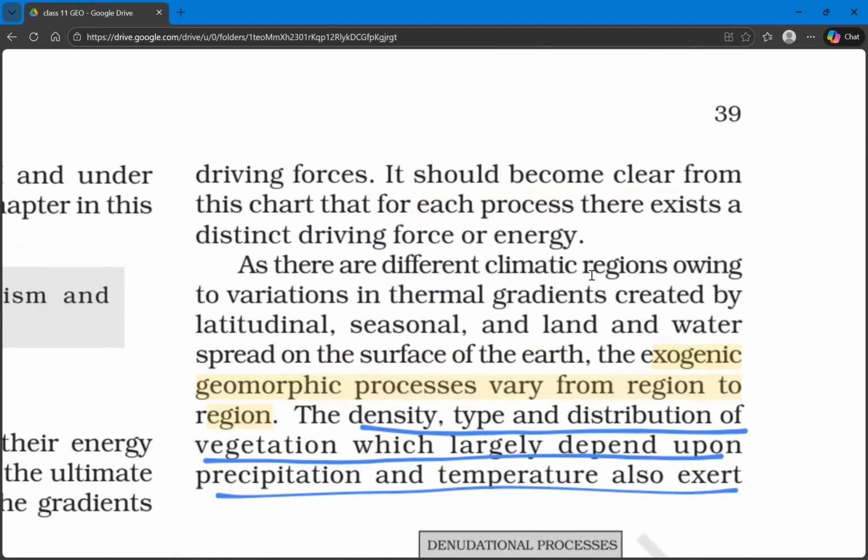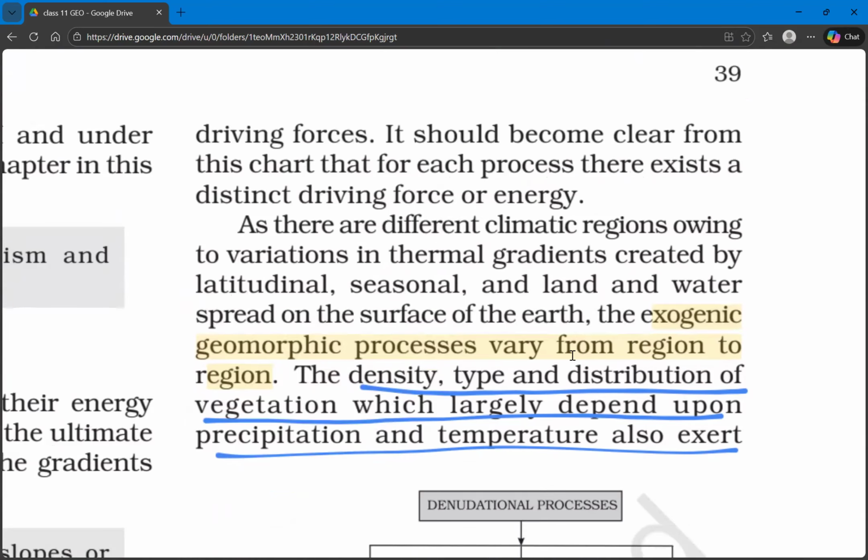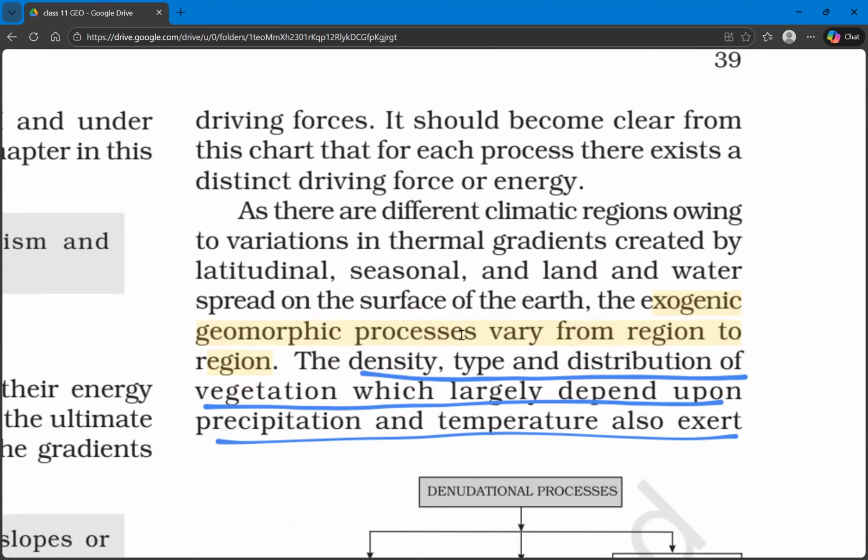As there are different climatic regions owing to variations in thermal gradients created by latitudinal, seasonal, and land and water spread on the surface of the earth, the exogenic processes vary from region to region. So the basic conclusion of this line is that geomorphic, that is denudational, processes vary from region to region. Why? Because of the conditions of latitude, season, land and water spread on the surface of the earth.